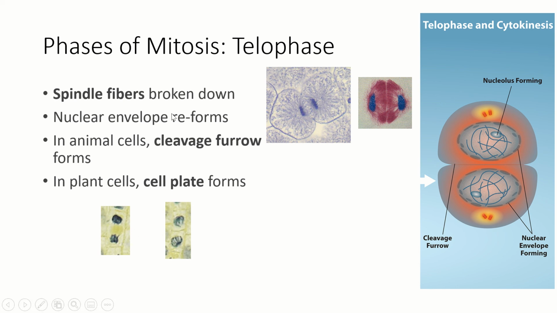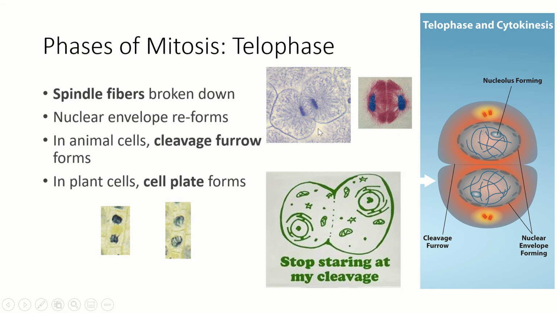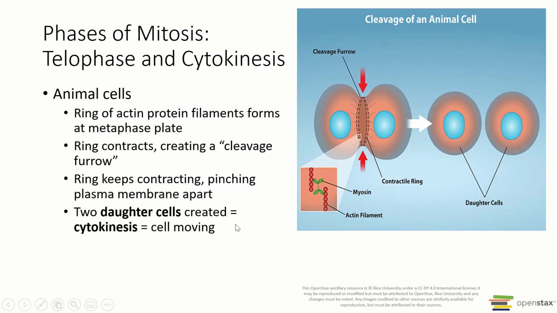between them. All right, so during telophase, the spindle fibers get broken down, cytoskeleton gets remade, and a special part of cytoskeleton gets made around this metaphase plate. Okay, so we're going to see like a new line appearing, and in animal cells, we're going to see a cleavage furrow. Stop staring at my cleavage. Okay, so this is what it looks like in an animal cell.